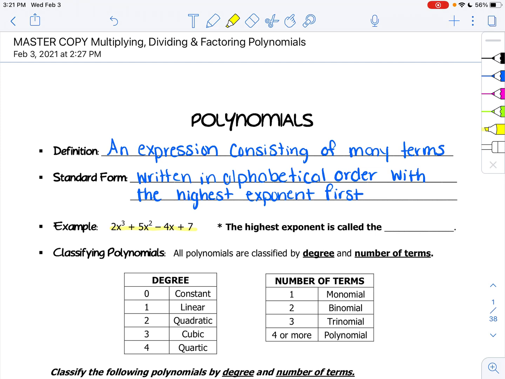So when we look at an example of a polynomial, 2x to the third plus 5x squared minus 4x plus 7, we have four terms, and the first term is to the third power, your second term is to the second power, your third term is to the first power, and your final term does not have an exponent. The highest exponent, in this example the third power, is called the degree.